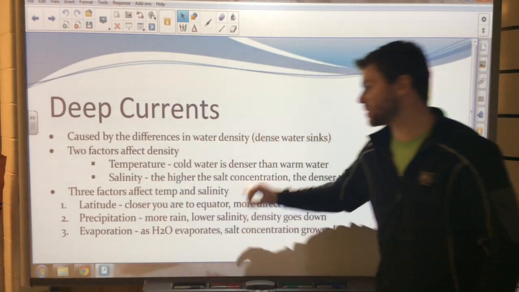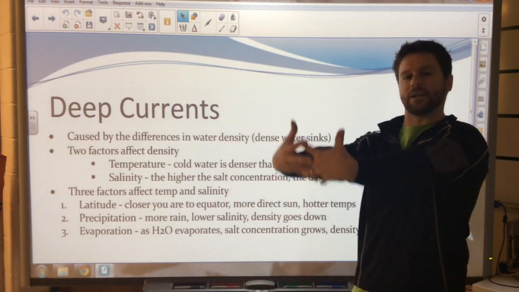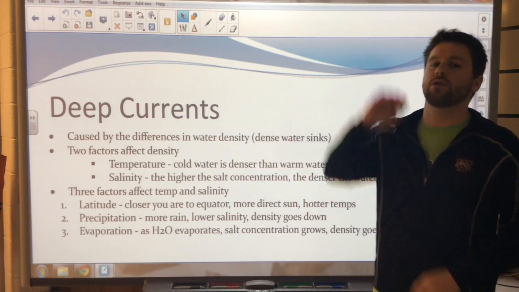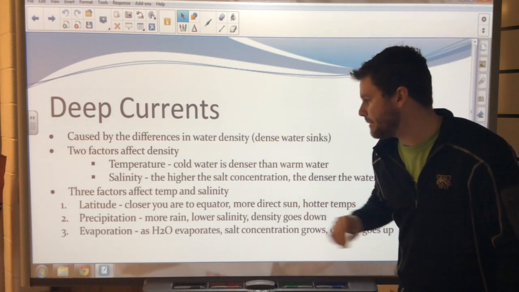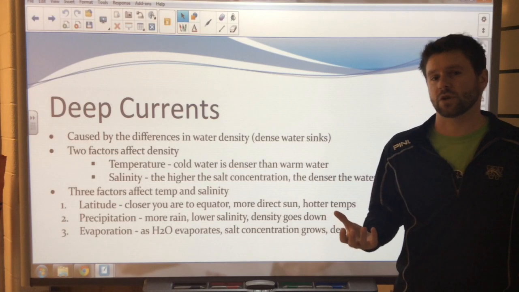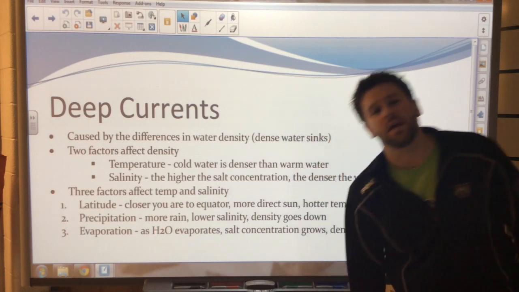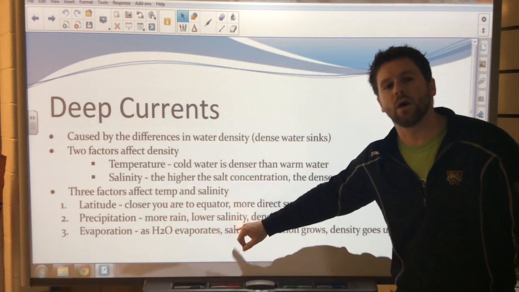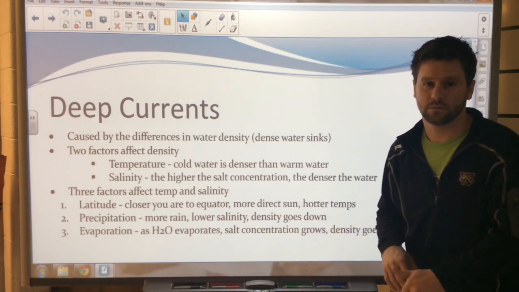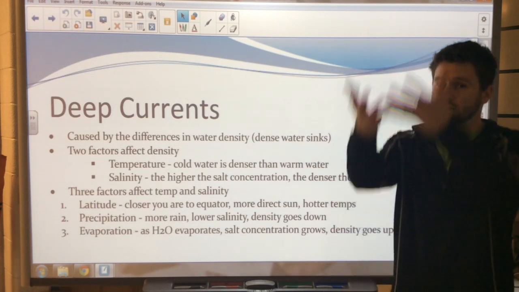Okay? There are three factors that affect these two things, temperature and salinity. First one is latitude, where we are on the planet in relationship to the equator. Right? How far north or far south we are from the equator. Okay? The closer you are, the more direct sun you get, the hotter the temperatures are going to be, which means the less dense the water is going to be. Wherever we get rain, right? More rain lowers the amount of salt concentration in that area, and so the density goes down, okay? Which means it starts to float, right? More dense, sinks, less dense, floats, okay?